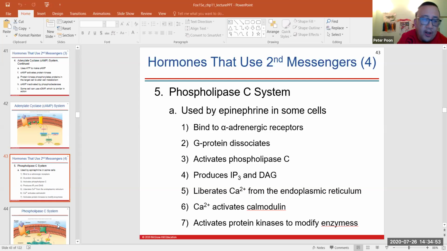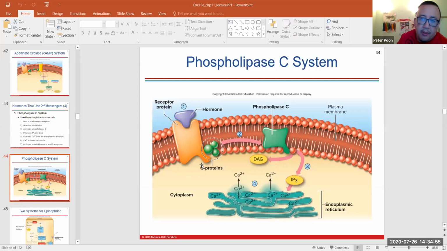Okay. Phospholipase C. So here's a hormone. Here's a G protein activation again. But instead of cyclic AMP, this one activates DAG. This turns on other things, usually on the surface.